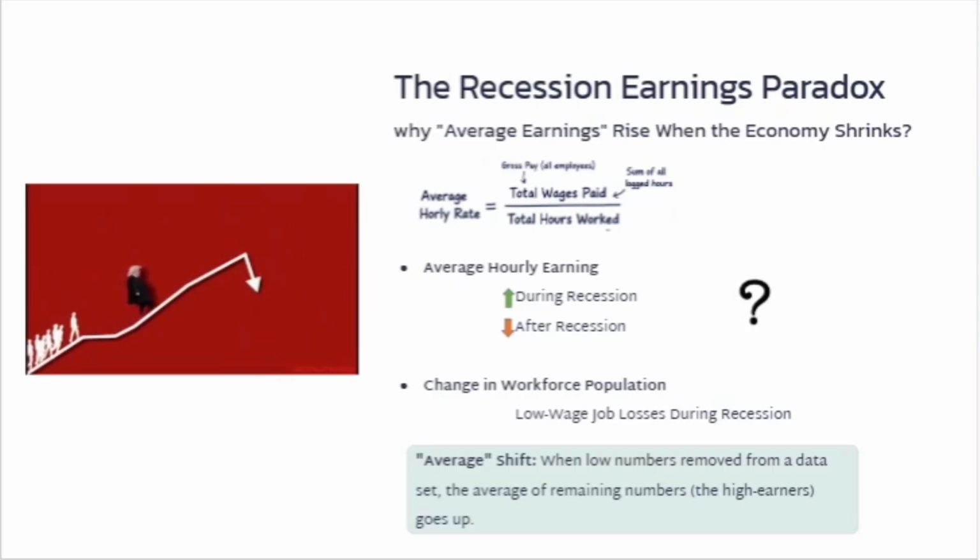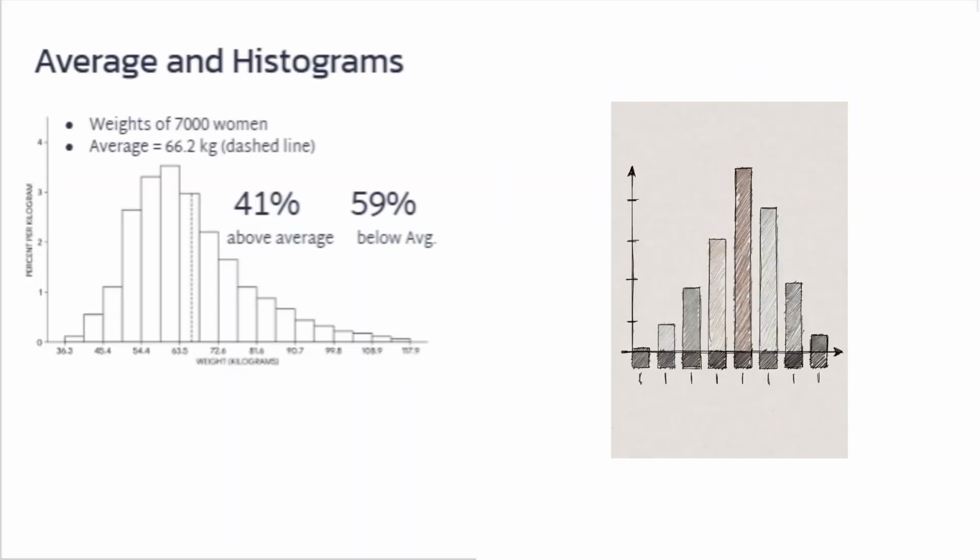And then when the recession ends, low-paid workers are hired again, and this causes the average wage to go down after the recession. The lesson, the conclusion, is that it really matters who is included in your average and who is excluded from your averaging process. Now let's look at how the average and histogram are related.